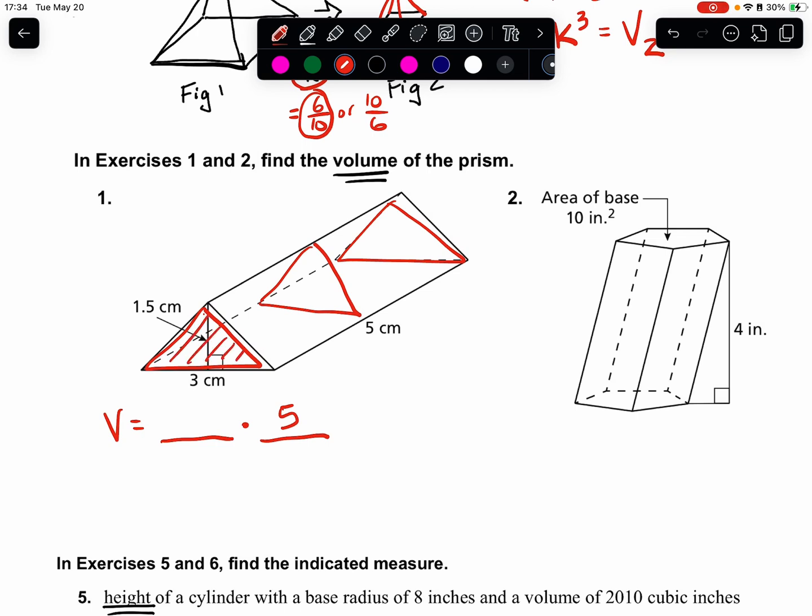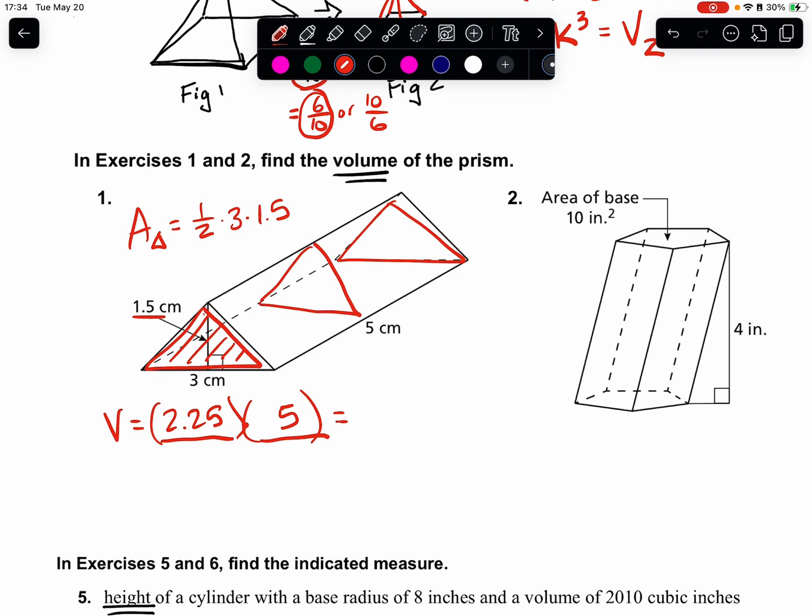How do I find the area of that base? Well, it's a triangle. We know that the height of this triangle is 1/2. So the area of a triangle is equal to 1/2 times 3 times 1.5. Hopefully you've got a calculator and you can multiply that out. I think you're going to get 2.25.